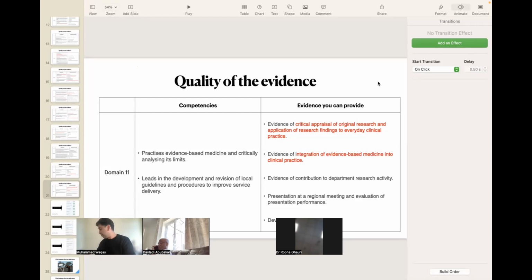A quick question. Just wanted to ask about domain one. You mentioned certificate of good standing. The first thing I want to know, where can I get it from in the UK? And the second thing, if I got it from back home, does it need verification or not? So in the UK, you don't need a certificate of good standing if you are registered with the GMC. You don't need any other.